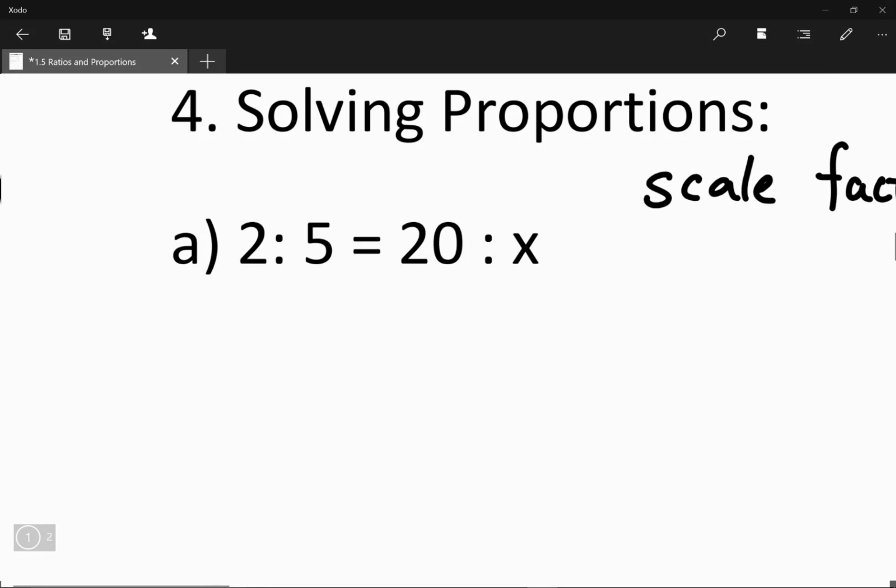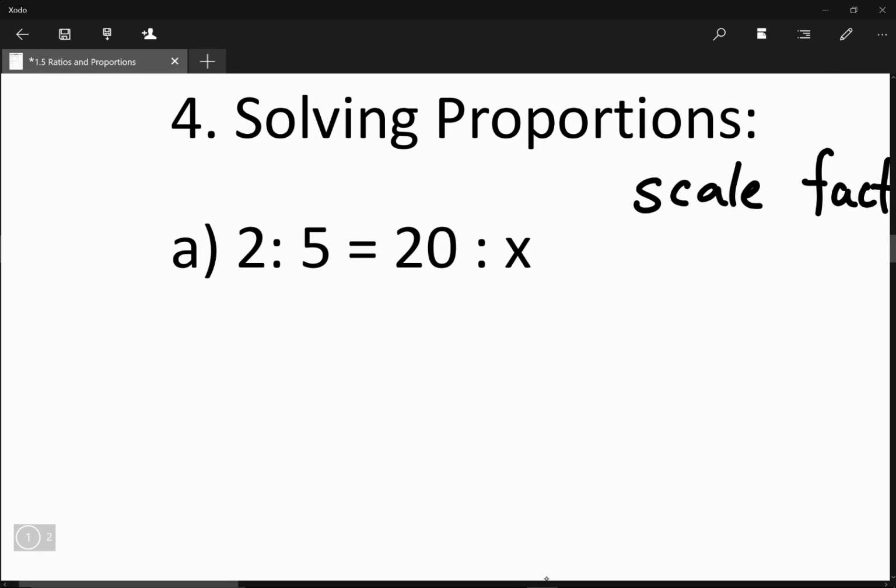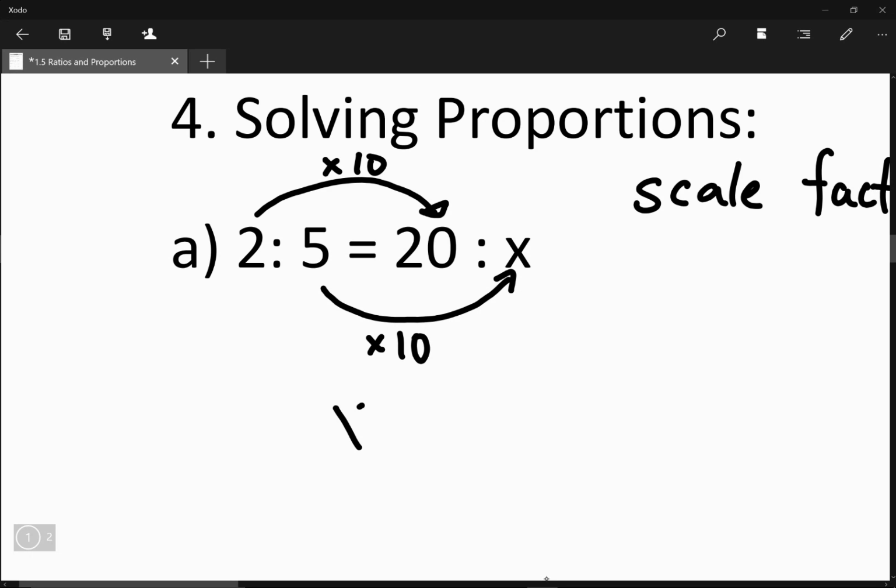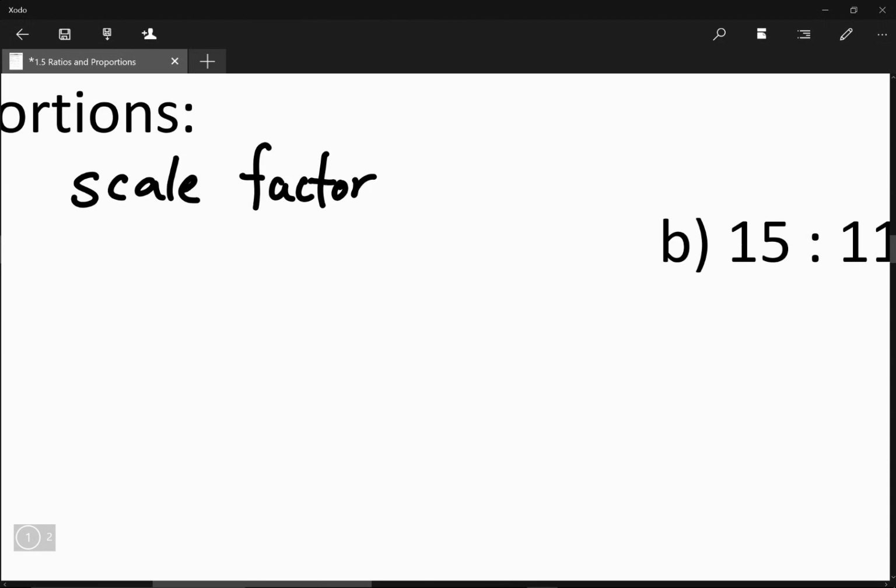What about here? Well, you have to look at what number would you multiply to get to 20, and that number would be 2 times 10. Okay, that would get me to 20. So the same scale factor would be applied to the other number in the ratio. So 5 times 10 would give me my value for x. So x is going to equal 50. Okay?